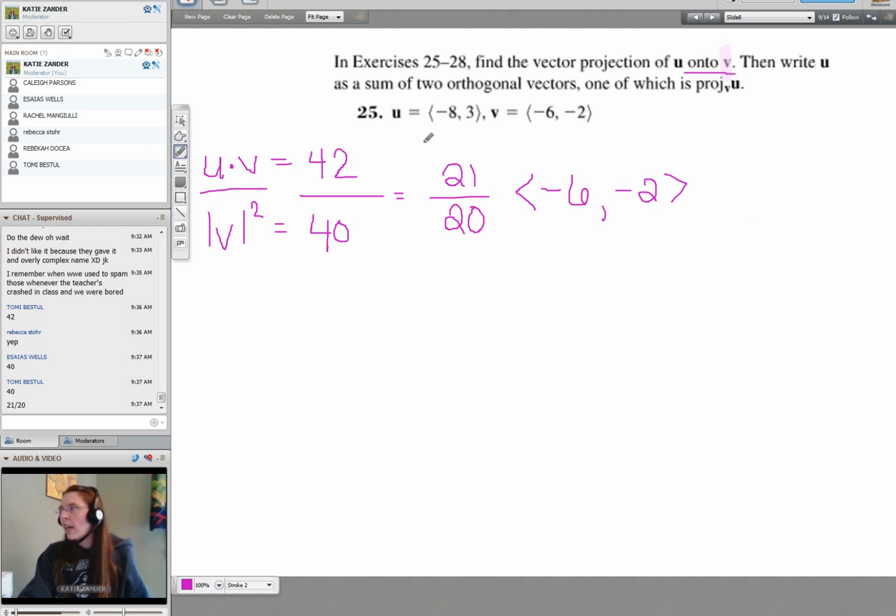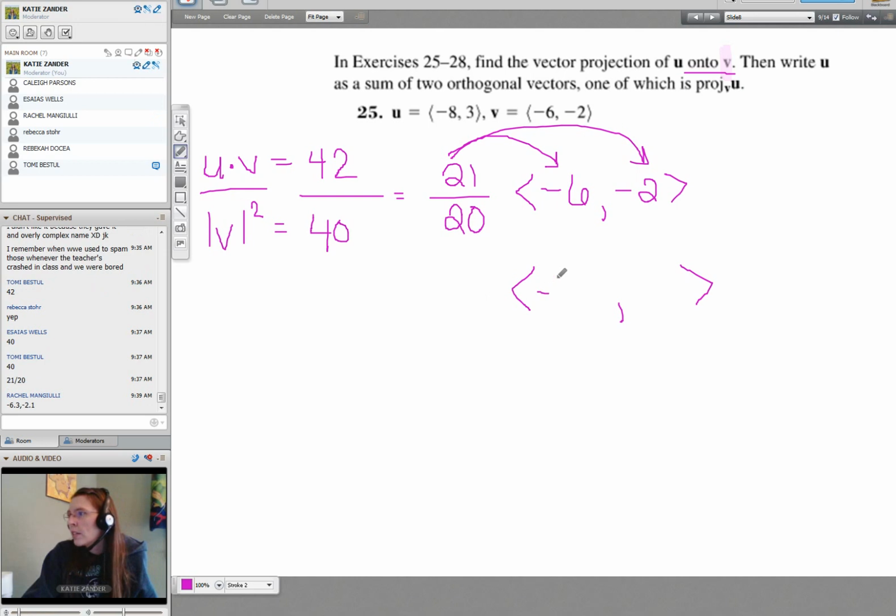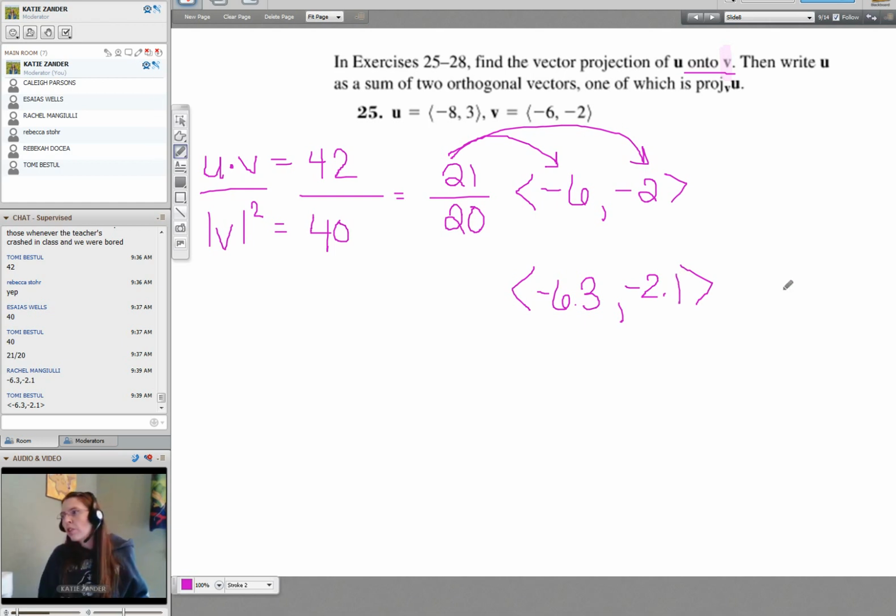Now we need a calculator, because to find the resulting vector we have to distribute the scalar to both components inside. What is 21 over 20 times negative 6? We'll probably get a decimal answer, so we may have to round to the nearest hundredth. Then do the same thing with 21 over 20 times negative 2. Maybe we don't have to approximate. We get negative 6.3 and negative 2.1.